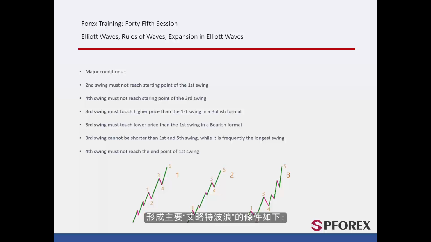The major Elliott wave conditions are: the second swing must not reach the starting point of the first swing. The fourth swing must not reach the starting point of the third swing. The third swing must touch a higher price than the first swing in bullish format. The third swing must touch a lower price than the first swing in bearish format. The third swing cannot be shorter than the first and fifth swing, while it is frequently the longest swing. The fourth swing must not reach the endpoint of the first swing.